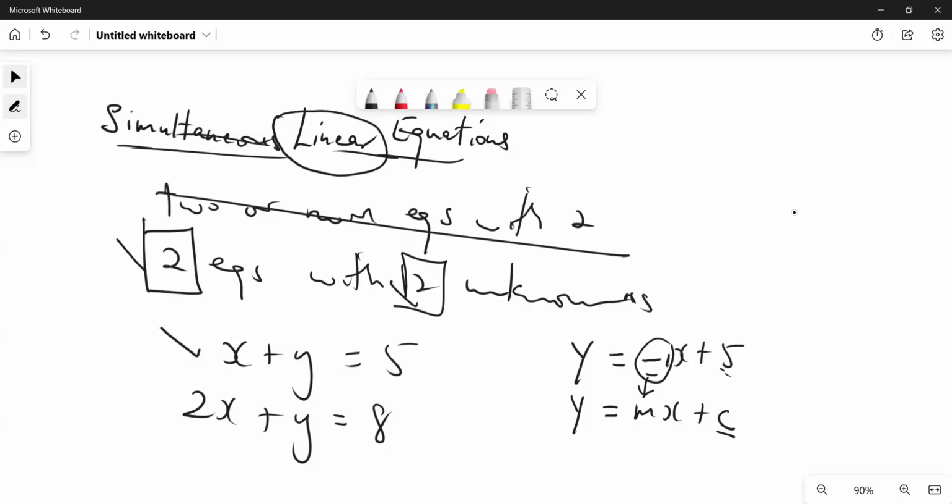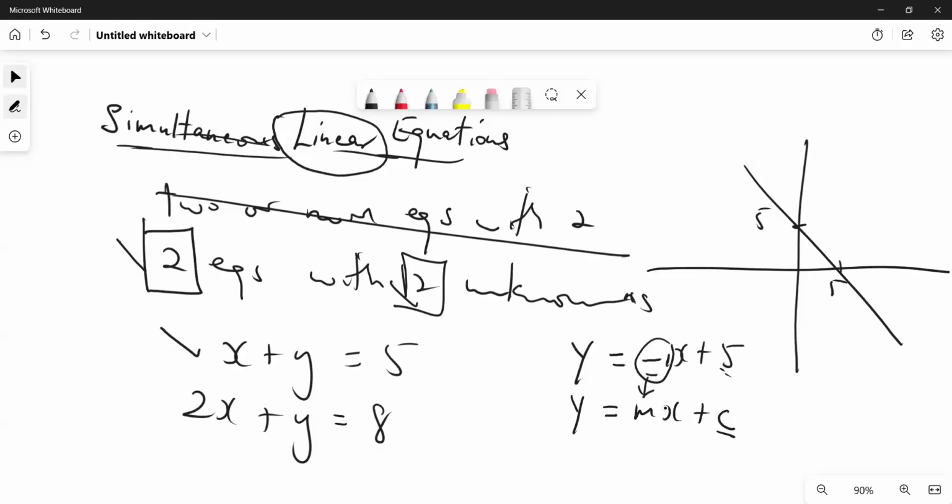y-intercept. If you were to draw that on a graph, I think the equation is going to look something like that. Down here it's 5, and further out, down here too, because the gradient is minus 1. So these equations here are really straight lines, and that's why we refer to them as simultaneous linear equations.